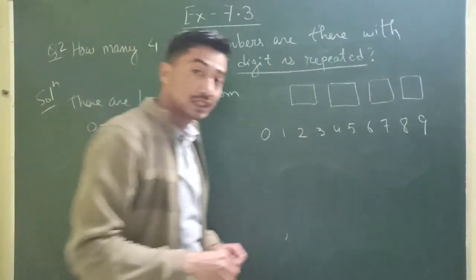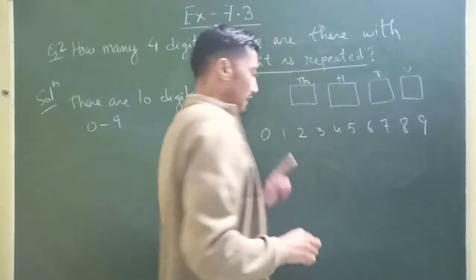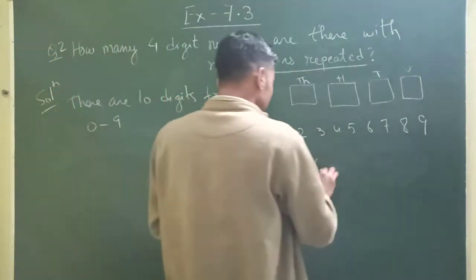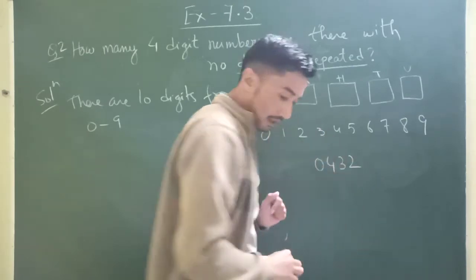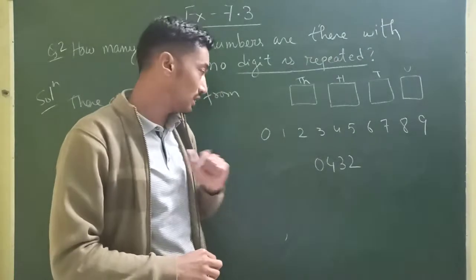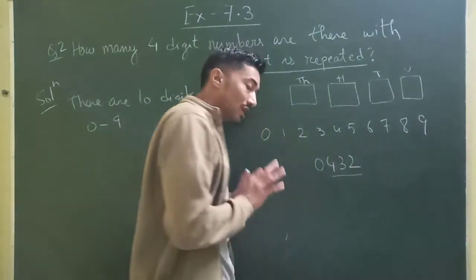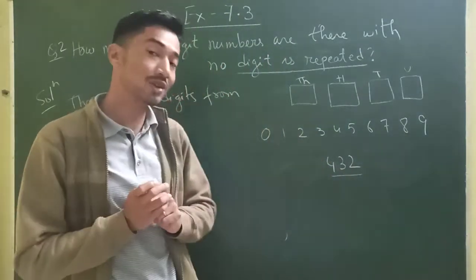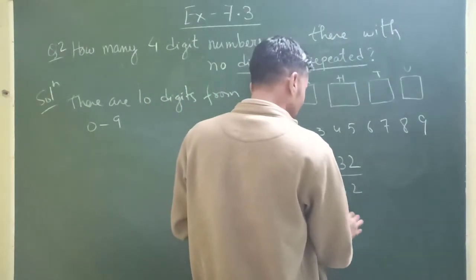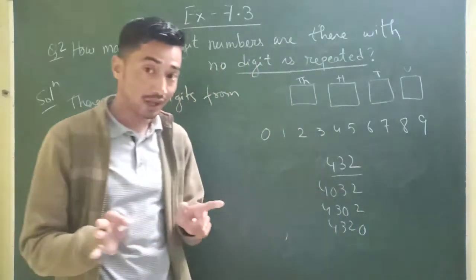Now we have to form a 4-digit number. That's the units place, tens, hundreds, thousands place. Now there's one condition here. Let's say 0, 4, 3, 2. This is not a 4-digit number because this is 432. That means you can't write 0 in the front, but I can use this 0 anywhere, like 4302 or 4320. I hope you're getting my point here.